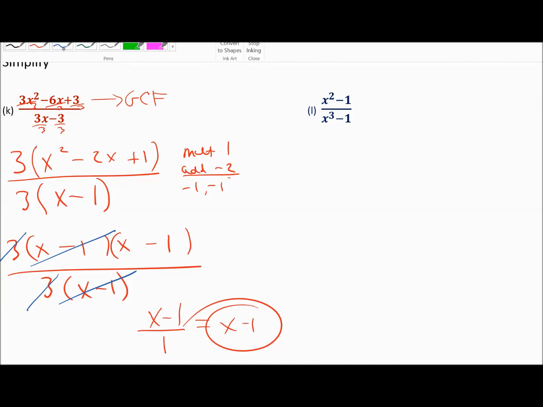The next problem, I have a difference of squares in the numerator. So if you'll remember, I have a difference of squares in the numerator.